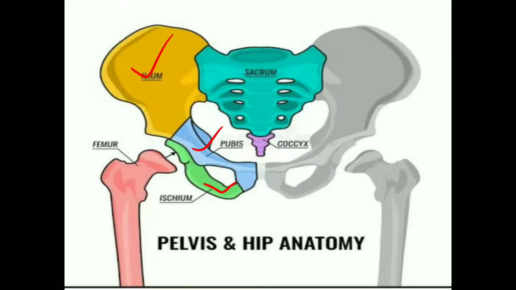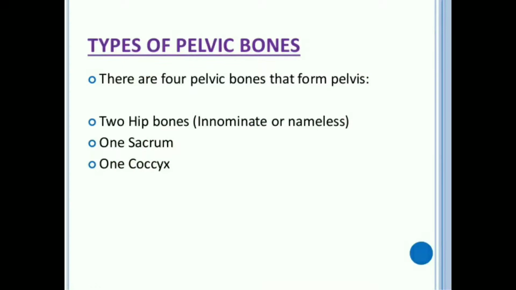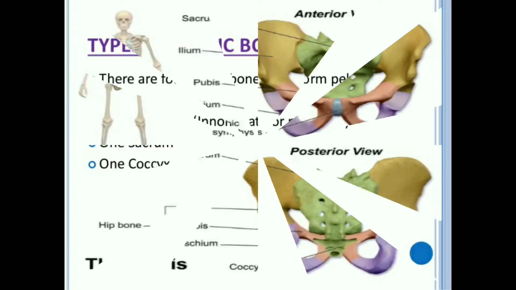So it is forming one innominate bone. There are in total 2 innominate bones, 1 sacrum and 1 coccyx. So in total there are 4 bones that are making up the pelvis. So types of pelvic bone, I have told you, there are 4 bones. Innominate or nameless hip bones, which are formed by the fusion of ilium, ischium and pubis, 1 sacrum and 1 coccyx.